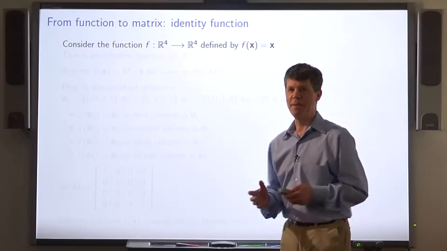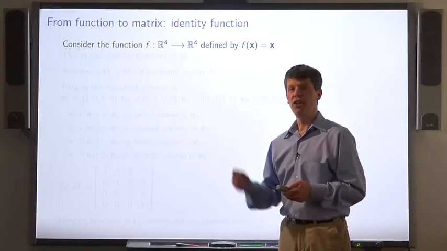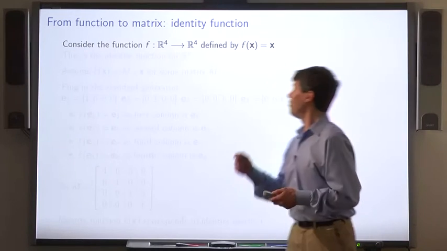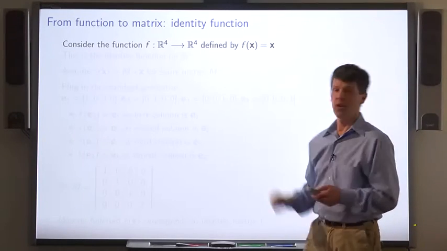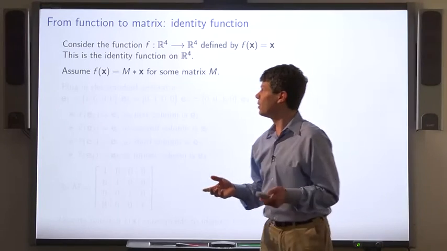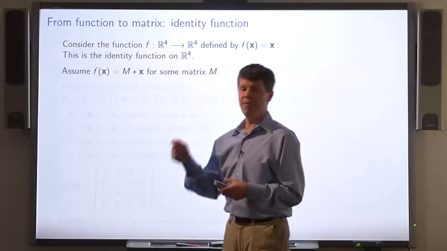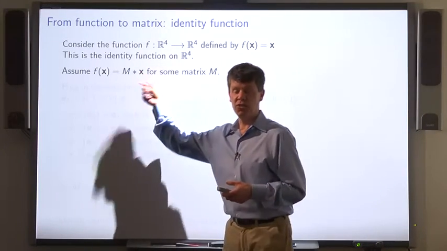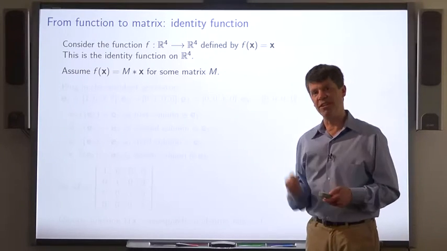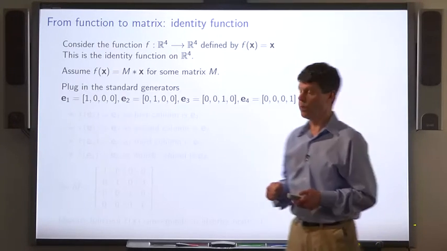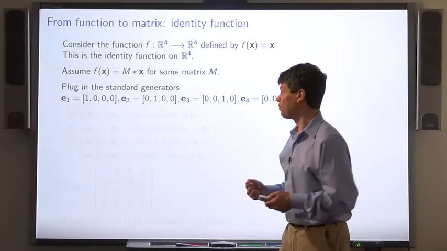Here's a simple example. Consider the function from R4 to R4 defined by f of x equals x. That's just the identity function. Now let's assume that f of x equals M times x for some matrix M, and let's figure out what matrix. Well, we plug in the standard generators.